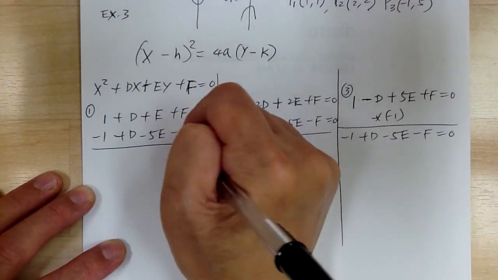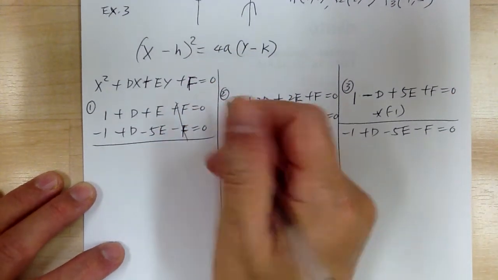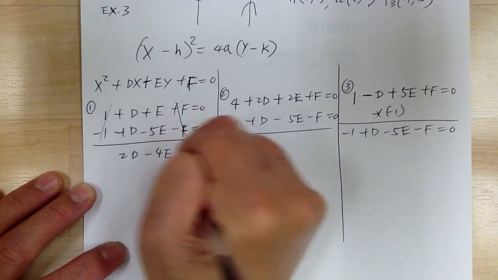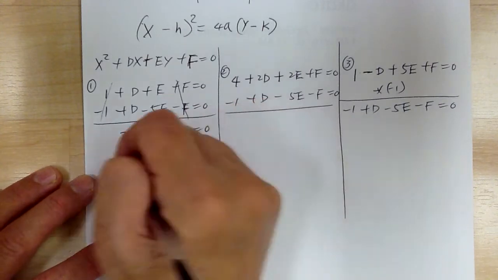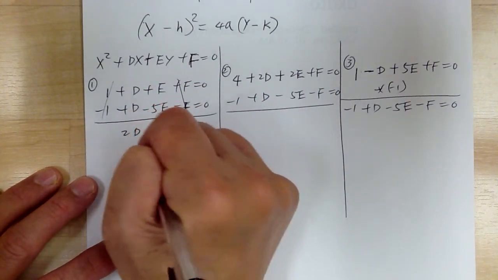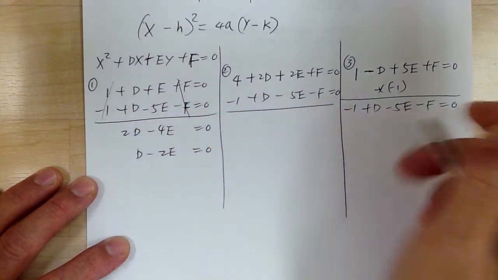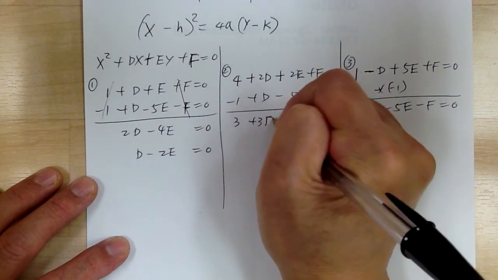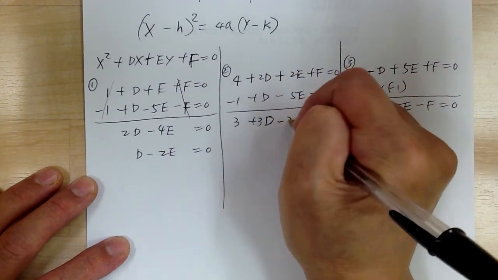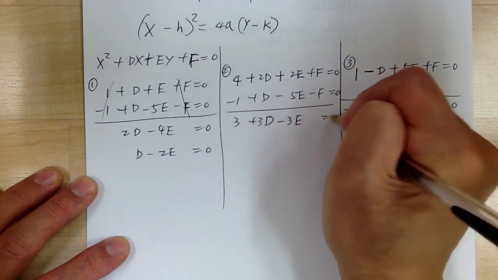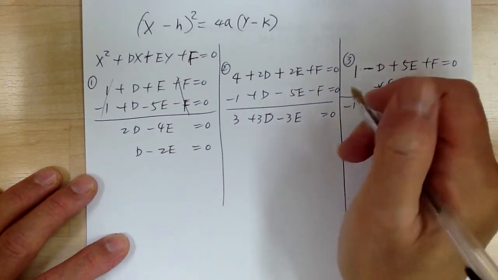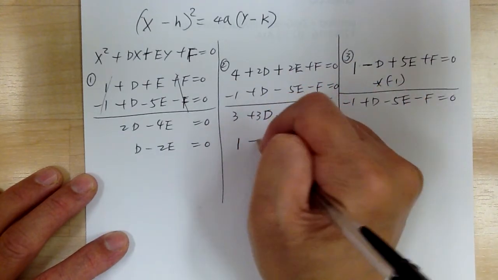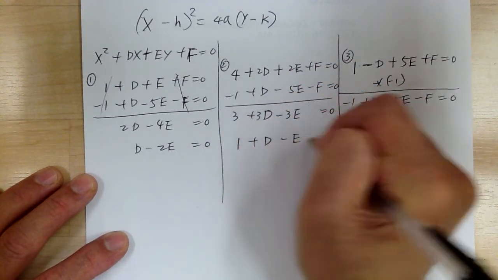So you add. Again, first you want to eliminate the f, right? So this cancels out. So you get 2d minus 4e equal to 0. I'm going to divide by 2 to lower my number. So d minus 2e equal to 0. This one over here, I get 3 plus 3d minus 3e equal to 0. I'm going to divide by 3 to lower my number. So I get 1 plus d minus e equal to 0.